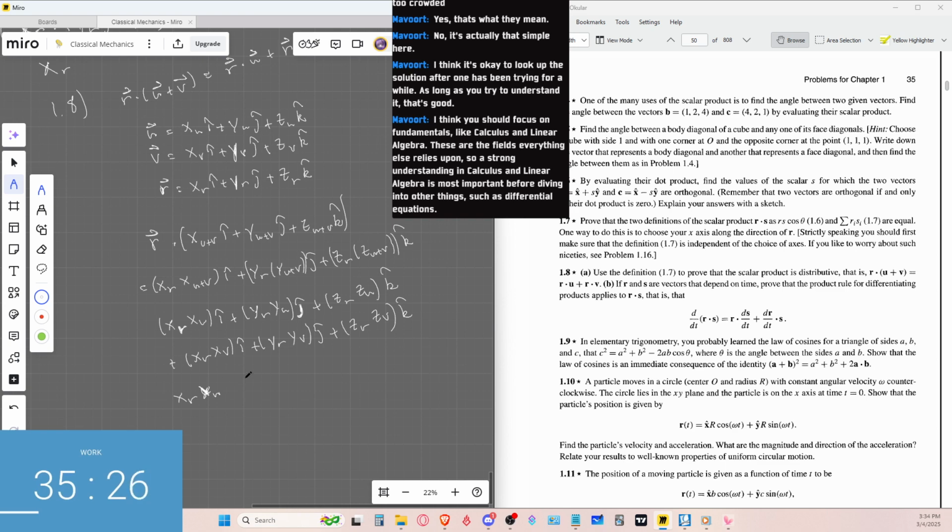I think you should focus on the fundamentals like calculus and linear algebra. These are the fields everything else relies upon. So a strong understanding in calculus and linear algebra is most important before diving into other things, such as differential equations. Right.